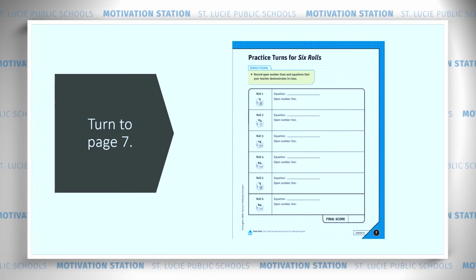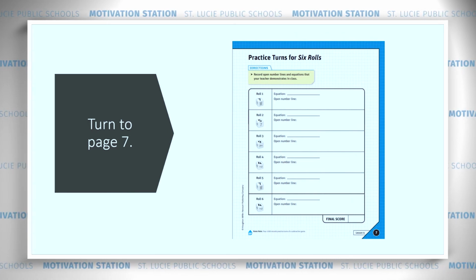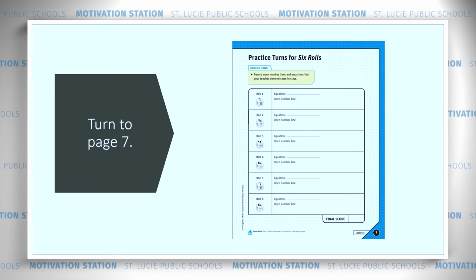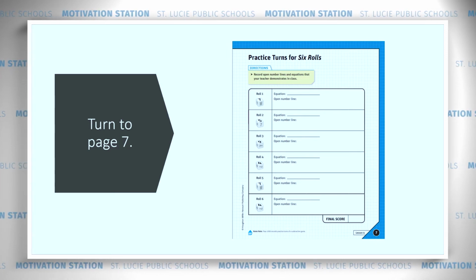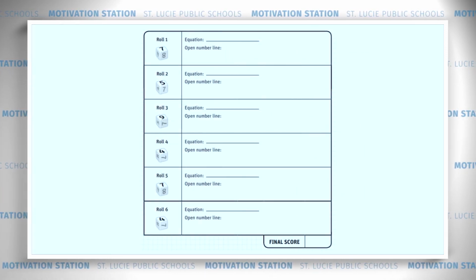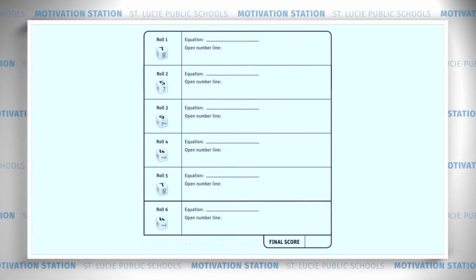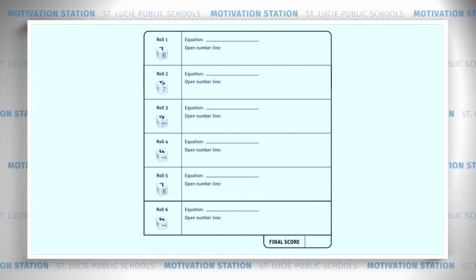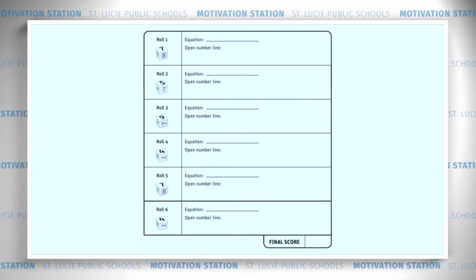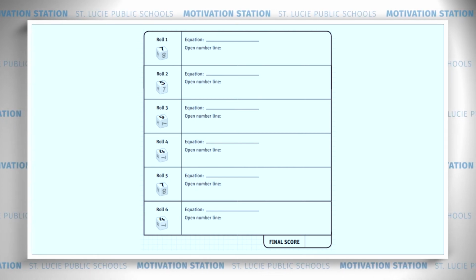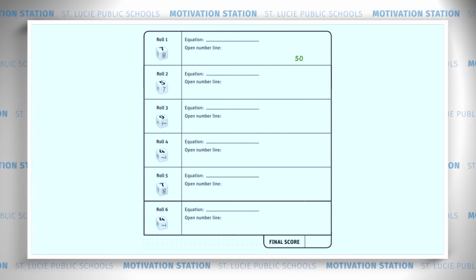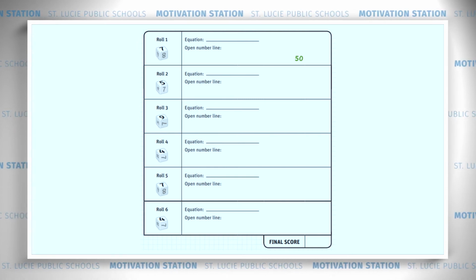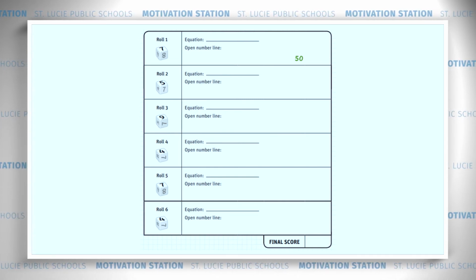We're going to turn to page 7 now, and we're going to do a practice round of this game. For the practice round, all my rolls have been done already, and they are on the left side of the screen here. For this game, we start at 50. So I'm going to start by writing my 50 for my open number line.